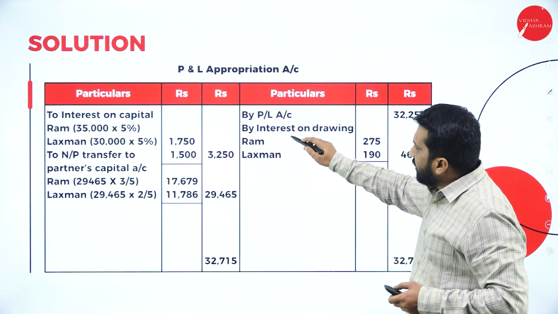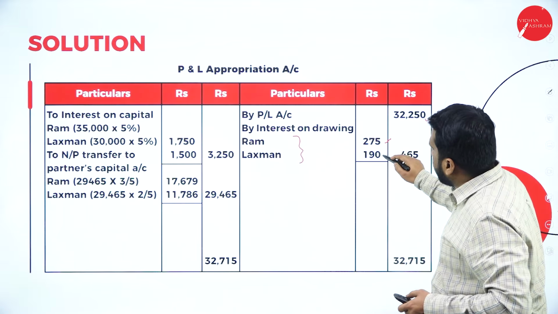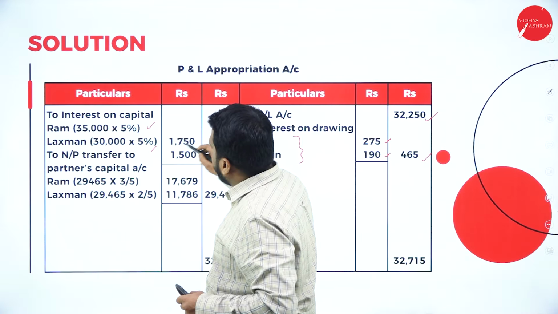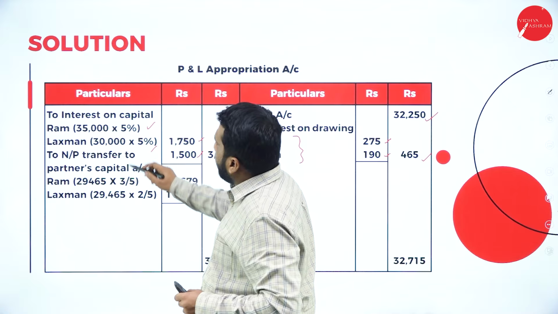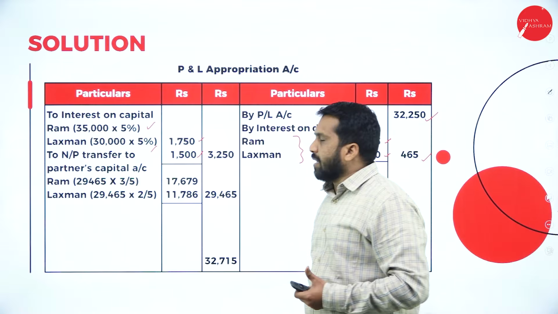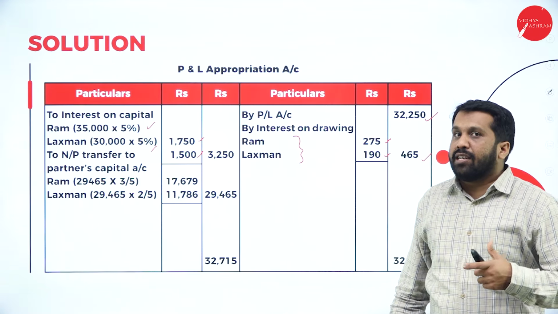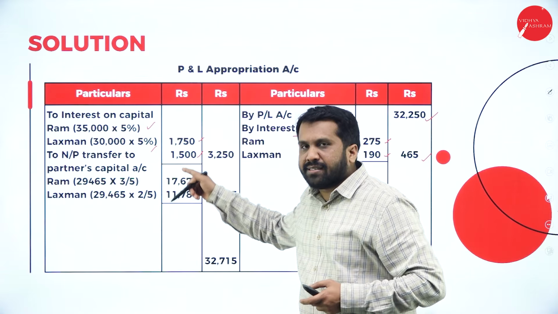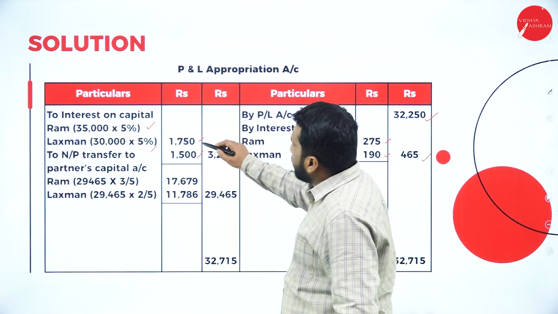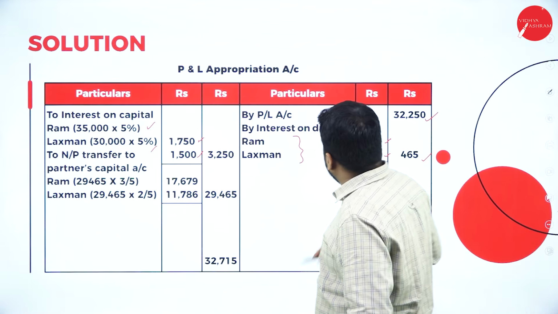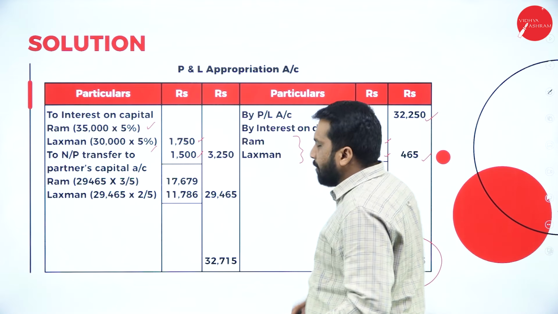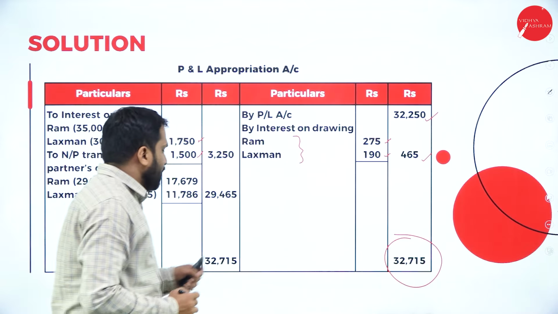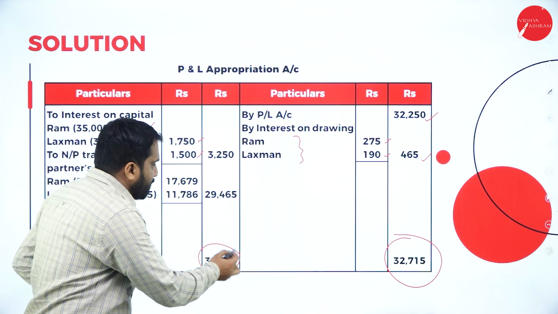Then, if there is any interest on drawings, 275, 190. On the debit side, any interest on capital we consider. Anything given to partners, like if you're paying salary to partners, or giving commission to partners, anything given to a partner should be considered here. Now, once it is done, next, the total is 32,715. This side also 32,715.